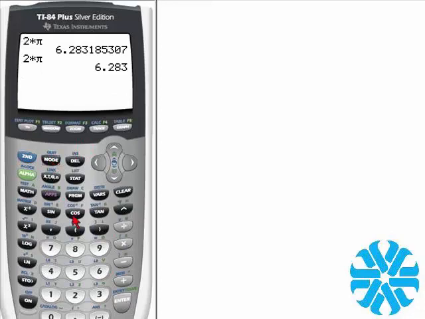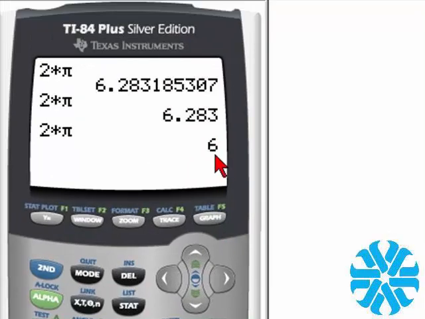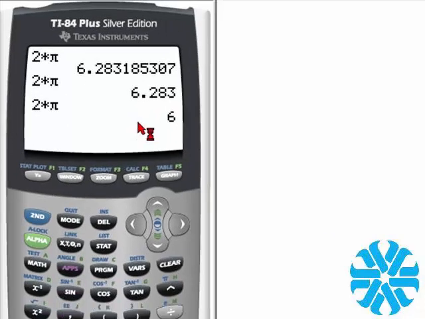And let's do the same calculation again. So we have 2 times pi. And that answer is just 6, because what it does is it rounds your answer to the nearest integer. There are no decimal places here. So let's go ahead and clear the screen.